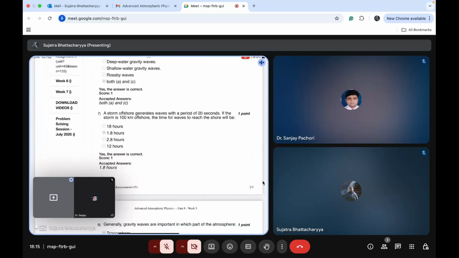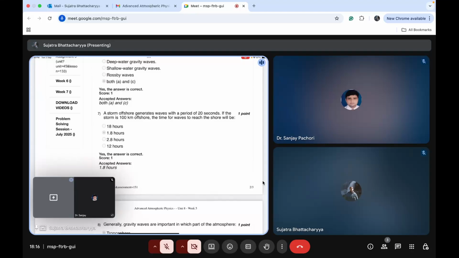This is an interesting question, which I have given some hint in the last session. A storm offshore generates waves. So we know, or you will be knowing, that whenever a cyclone forms over the Bay of Bengal, generally the fishermen near the coasts are asked to vacate that area because strong waves can be seen near the coast. So whenever there is a deep storm, the energy of the storm creates waves.